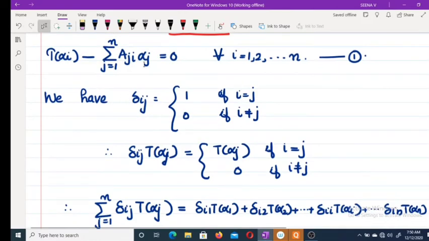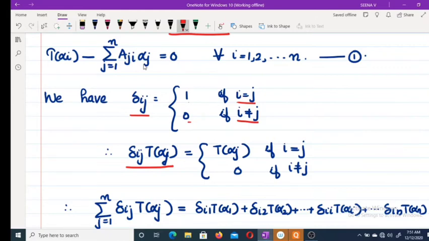So we know that delta ij equals 1 if i equals j and 0 if i is not equal to j. So what is delta ij into T alpha_j? Just multiply: delta ij into T alpha_j equals T alpha_j if i equals j and 0 if i is not equal to j.